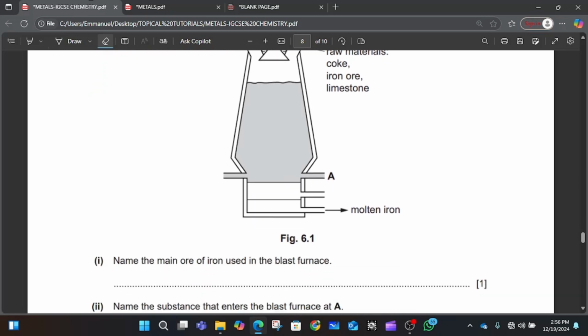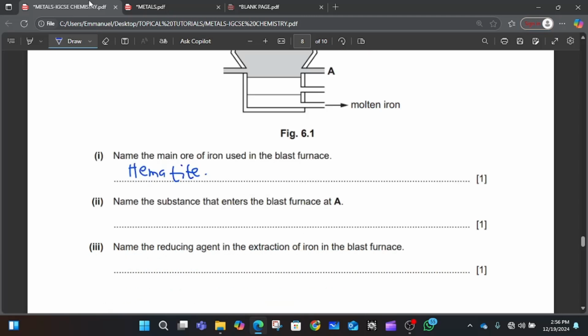I. Name the main ore of iron used in the blast furnace. So the ore of iron is hematite. II. Name the substance that enters the blast furnace at A. So that is hot air. The hot air is actually oxygen. It is this oxygen that is blown into the chamber that reacts with coke to provide heat for the chamber.